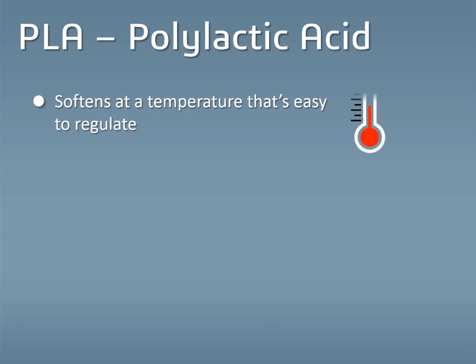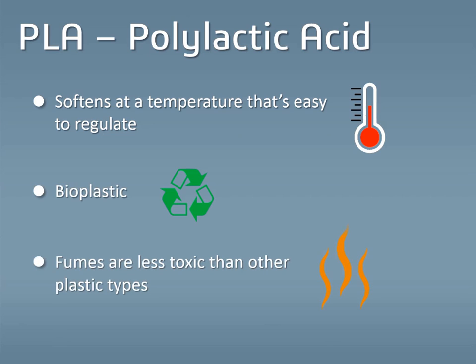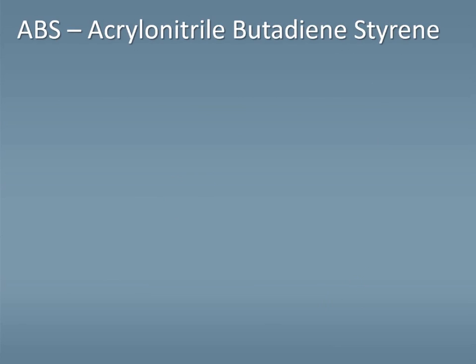It can soften at a temperature that's easy to regulate in a 3D printer. It's also a bioplastic, which makes it biodegradable. Its fumes are also less toxic than other plastic types, making it important to consider if the 3D printer doesn't have optimal ventilation. Many FDM printers also use ABS, which stands for acrylonitrile butadiene styrene.